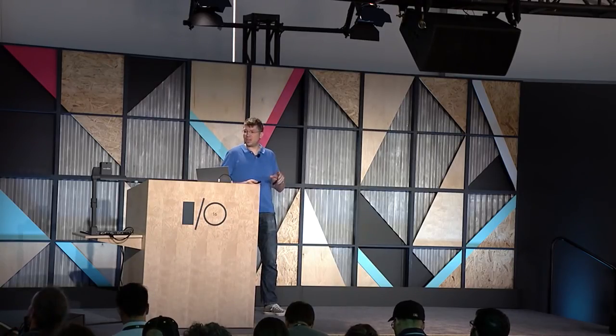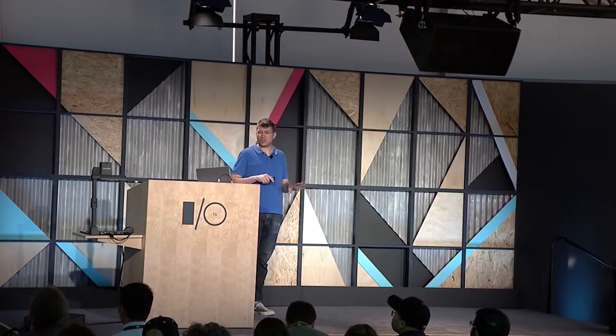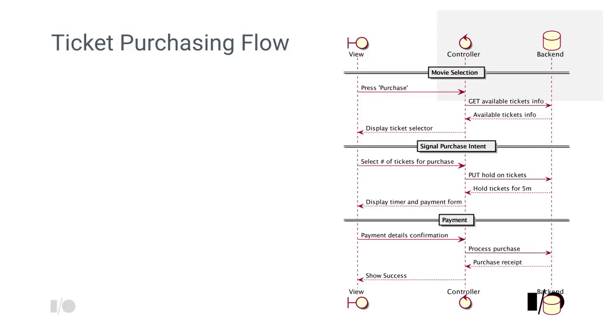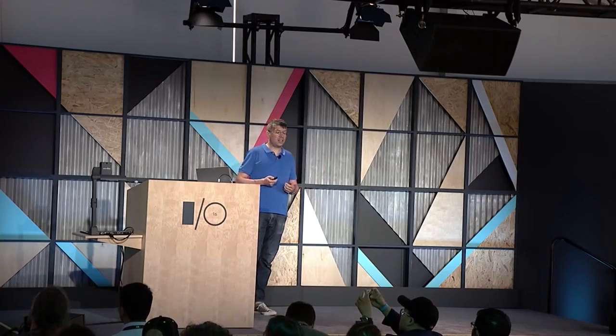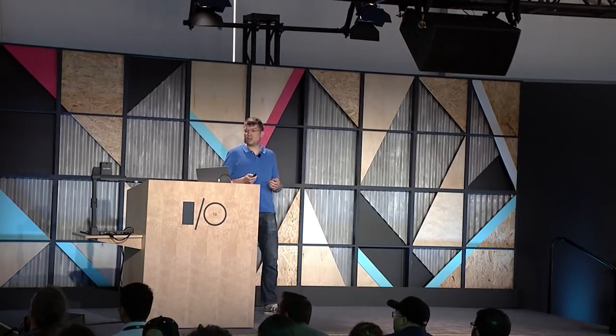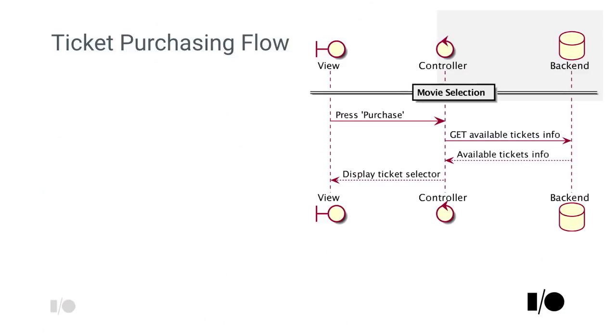For the sake of the example again, let's imagine the simple ticket purchasing flow. Finding the number of tickets available for the selected movie showing is the first step. Then we're going to have a selection of the number of desired tickets to put a hold on them for, say, 5 minutes. Then the user is going to complete the purchase. If we take the first of these flows and focus on it, this is the golden path, right? But obviously we're going to need to handle errors here.